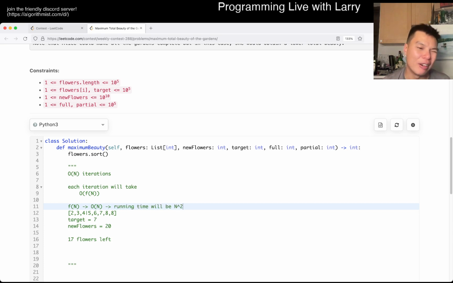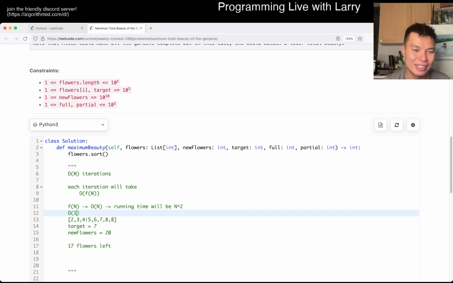So instead, I go, okay, is there an O of 1 or O of log n algorithm to figure this out? So that's basically the idea. And the way that I did it is kind of tricky.